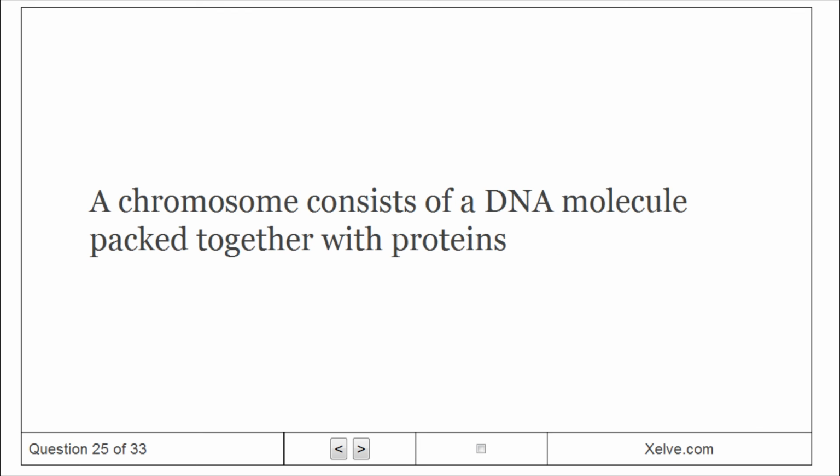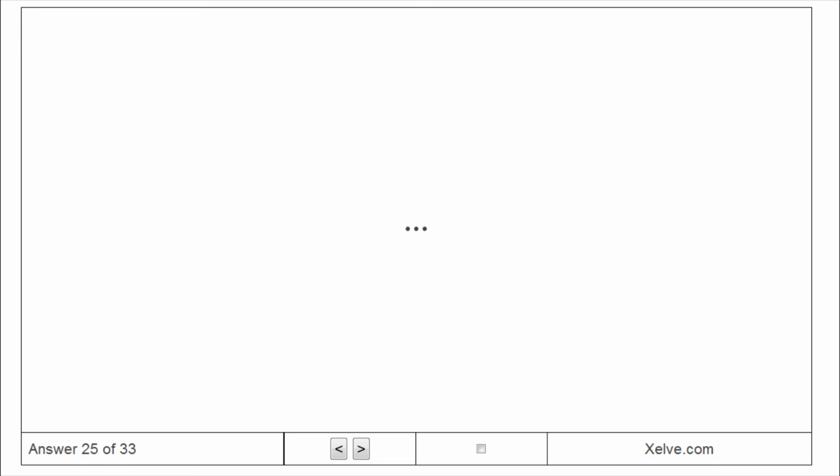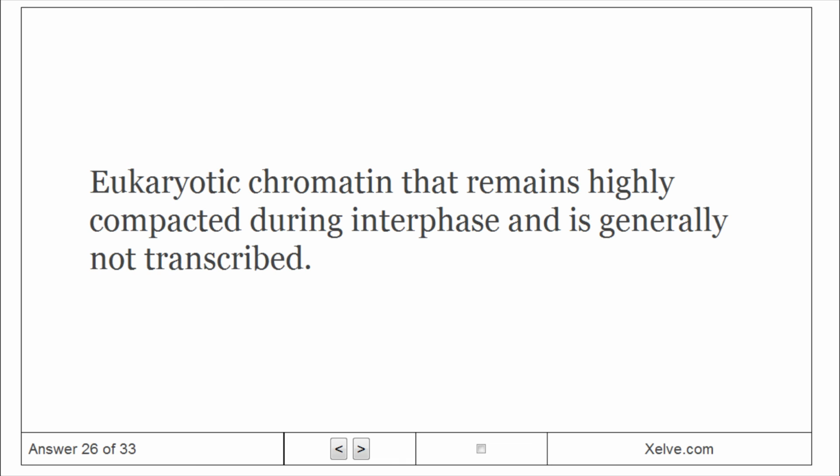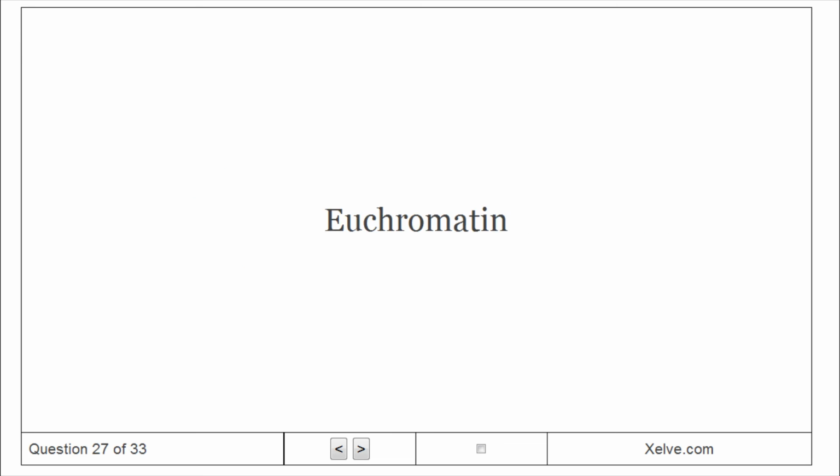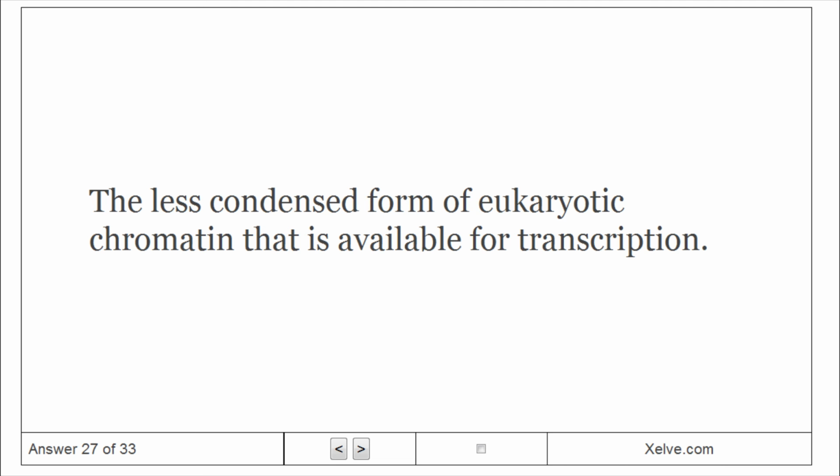A chromosome consists of a DNA molecule packed together with proteins. Heterochromatin. Eukaryotic chromatin that remains highly compacted during interphase and is generally not transcribed. Euchromatin. The less condensed form of eukaryotic chromatin that is available for transcription.